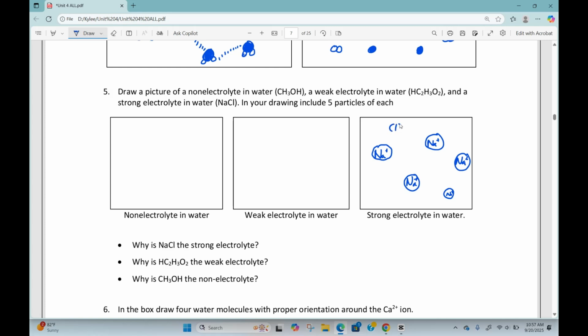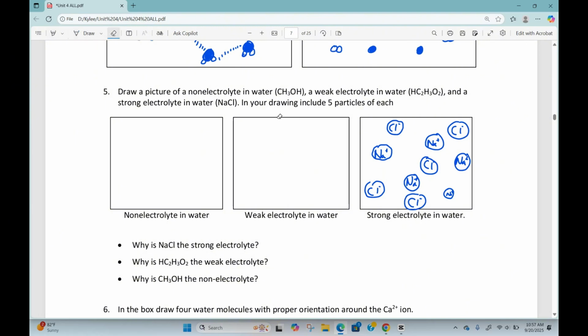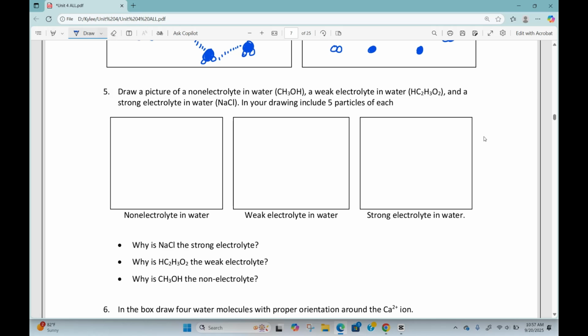So again, this is 100% soluble. That's what it means to be a strong electrolyte, is that you break up in water, you're 100% soluble. All right, 1, 2, 3, 4, 5. One more chlorine. So that's one way you can do it. Another way to do it, I'm going to erase these here, would be to include a key. So I could say solids equal sodium ion and opens equal chlorine ion.